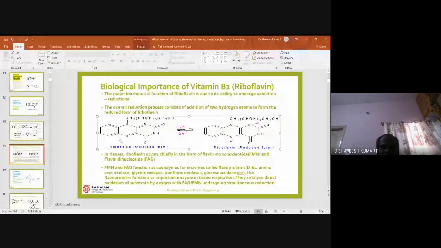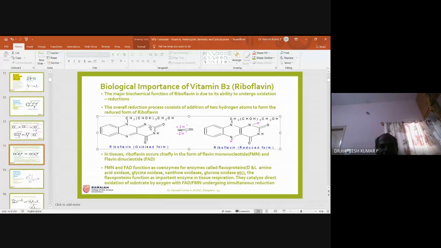This bond pair can come over here, and this bond pair can pick up a proton. It means that it can undergo oxidation reduction. It can accept two protons and convert into a reduced form, and it can give two protons and convert into an oxidized form. So it is involved in a biological oxidation reduction system.